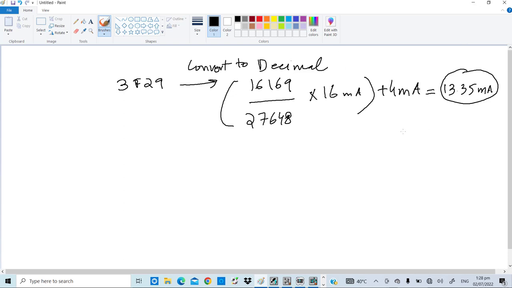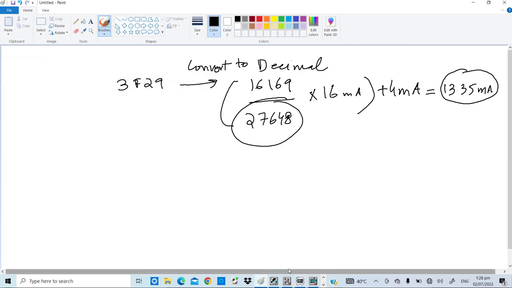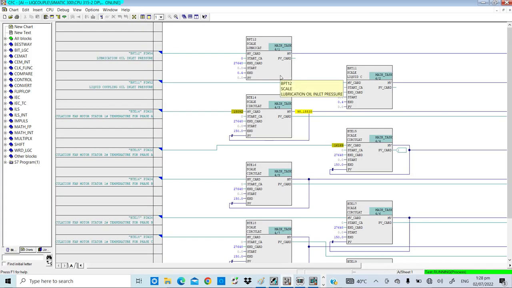Well, if you want to find this value, that is 27648, the range of the analog input channel card in decimal, you simply go to the logic. You can check it in the logic. Well, I go to the CFC again, and here you will find the start card, end card, and this value 27648 is the range in decimal, right? So this is how we convert the hex value coming at the PLC input channel to 4 to 20 milliampere, right?